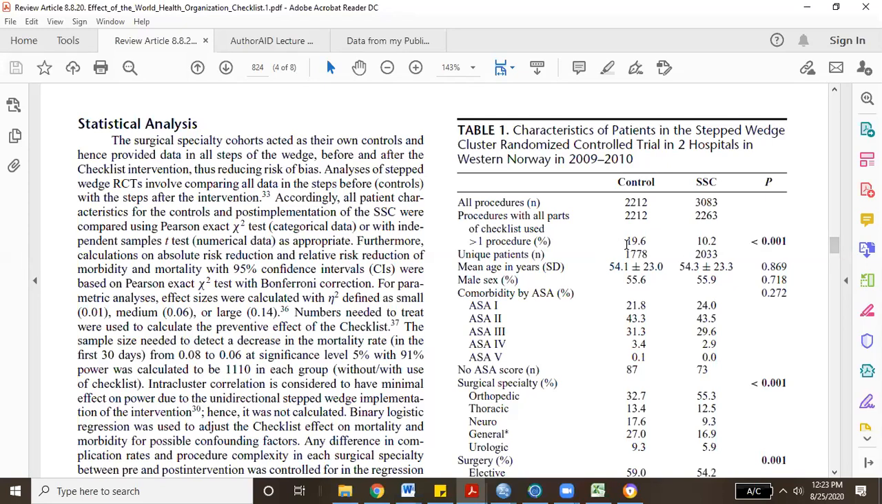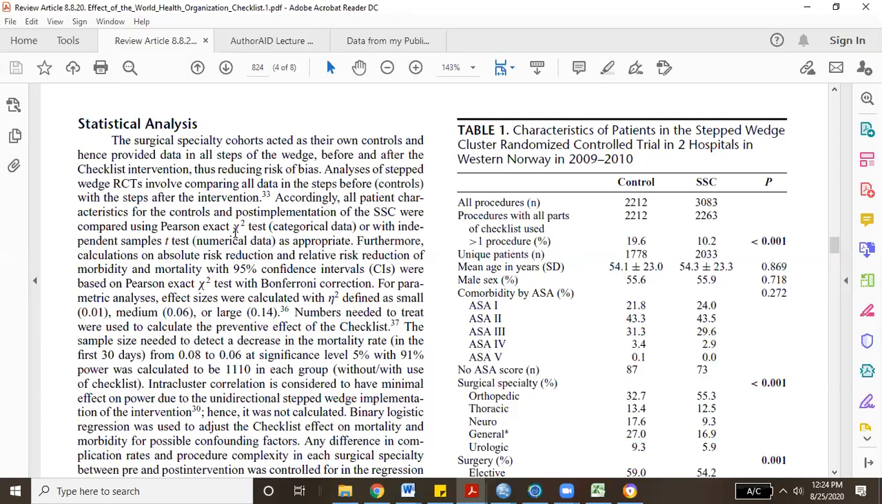So in this case, they are comparing proportions. They want to see whether 19.6% is significantly higher than 10.2%. So whenever you are comparing proportions and you want to see if there's a difference in the proportion, the recommended test is the chi-square. The authors refer to it as the Pearson's exact chi-square, which is here, and it is used for comparing categorical data, meaning data that generates proportion, and that is very accurate, okay?